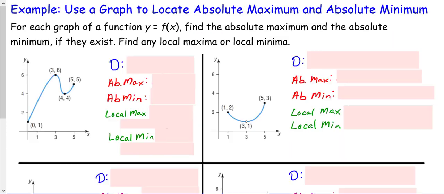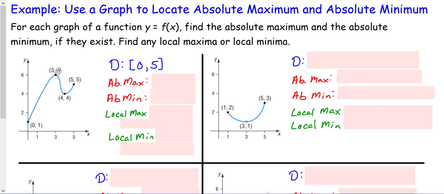So let's look at a couple examples. So for each graph of a function y equals f of x, find the absolute maximum, the absolute minimum if they exist, and find any local maxima or local minima. So first off, we're going to identify the domain. And as you can see, this is a piece of a function. It starts at 0 and it goes all the way to 5. So our domain would actually be [0, 5].